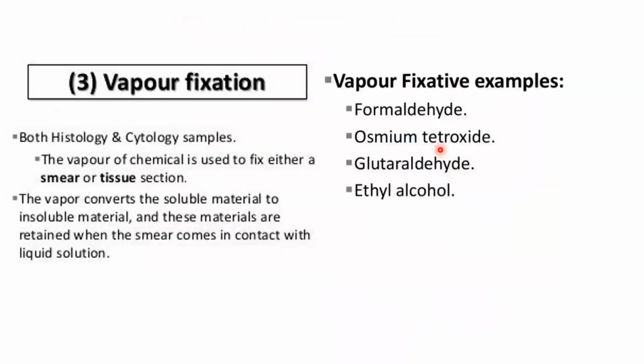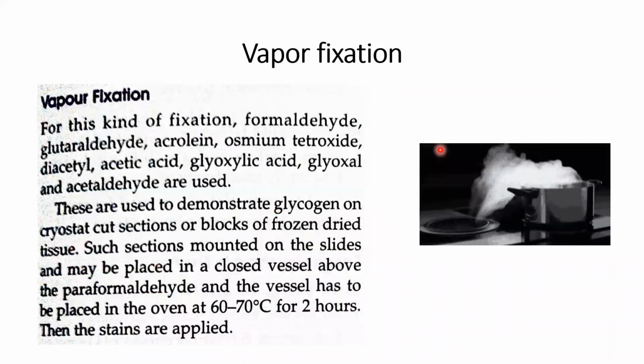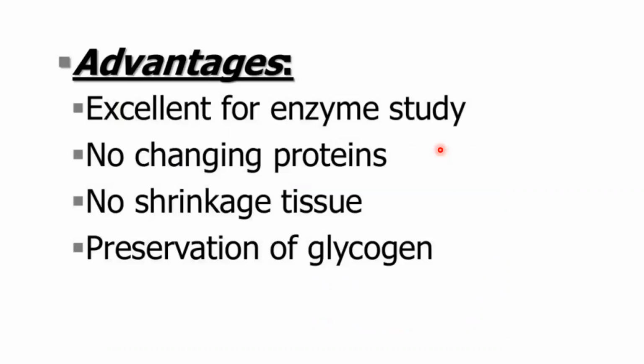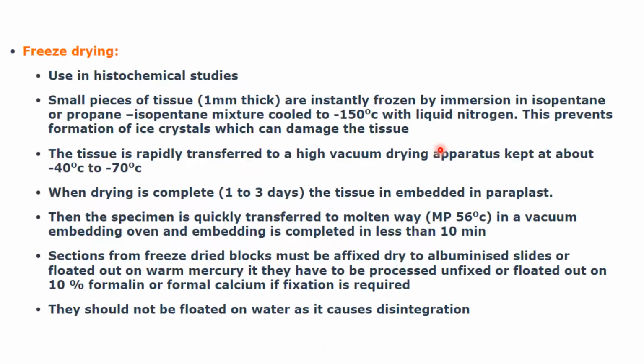And then we discussed various methods of fixation in immunohistochemistry. One is vapor fixation, where we subject delicate, fragile tissues to the vapors of formaldehyde, osmium tetroxide, glutaraldehyde, or ethyl alcohol. We also discussed freeze drying. Freeze drying is a method of cooling the tissue, making it a solid block, a cryo block. The advantages of freeze drying include being excellent for enzyme studies, no change in protein structure, no shrinkage of the tissue, and glycogen can be preserved in the tissue.